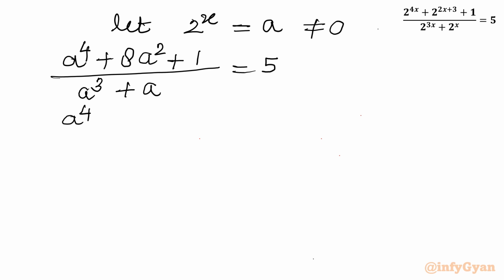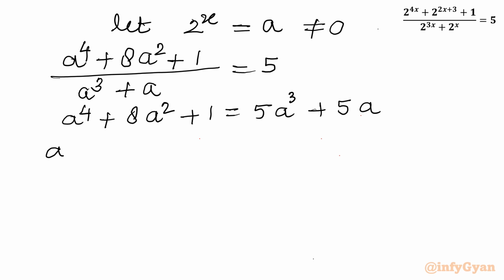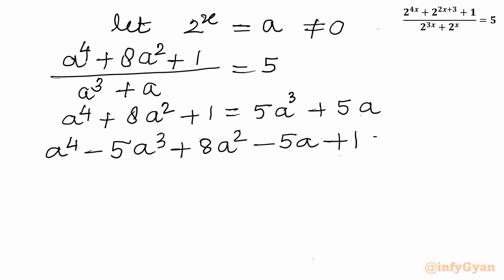a^4 + 8a^2 + 1 equal to 5a^3 + 5a. Take all the terms to the LHS: a^4 - 5a^3 + 8a^2 - 5a + 1 equal to 0. Now a is non-zero, so we can divide both sides by a^2. So let us divide by a^2 on both sides.